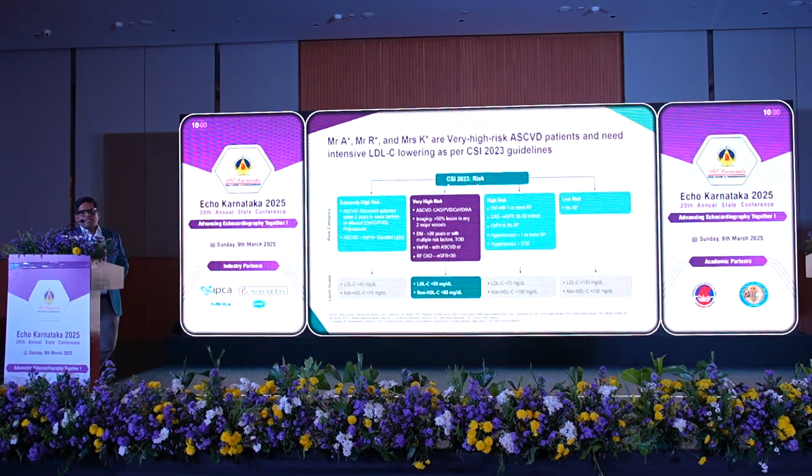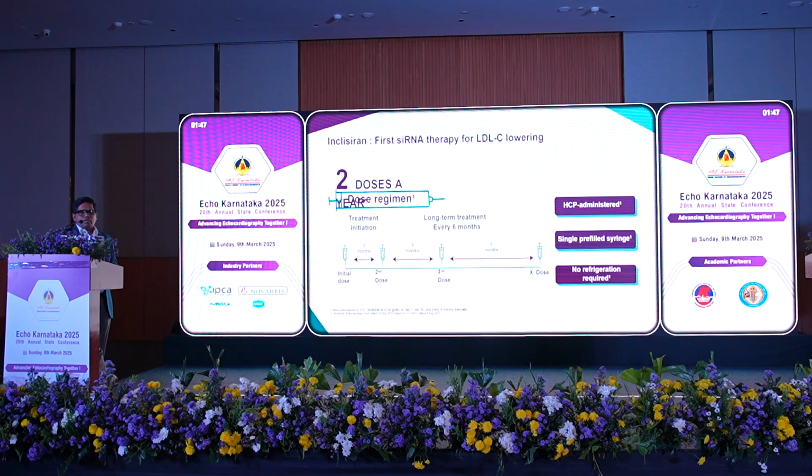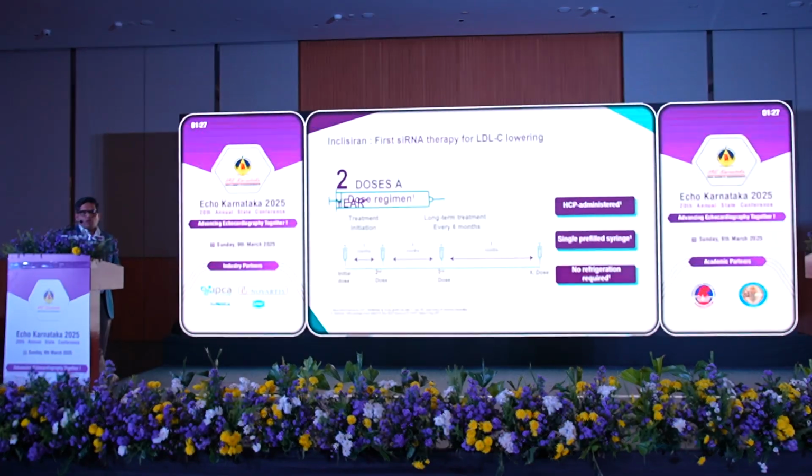For the extremely high risk, the first dose is given at baseline, followed by a dose at 3 months, after which we give one dose every 6 months. It can be easily administered and the drug need not be refrigerated. So it is easy for the patients who want to take this therapy, and the chance of forgetting the therapy, as with daily dosing, is not there.